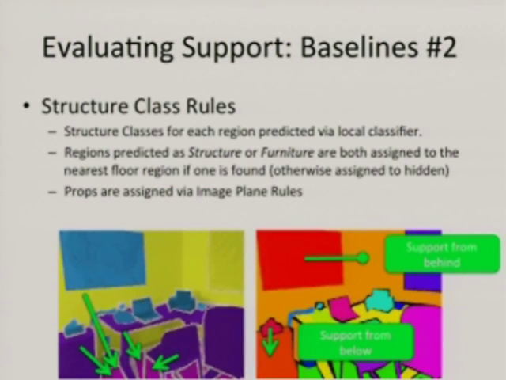The second baseline also brings in this local structure classifier. So now we have that information. We run a little structure classifier, and if we predict structure or furniture, then you just assume it's automatically supported by the closest floor region. And then the props, that is the smaller objects in the image, you use the previous idea, just looking from above to see what the object is directly beneath it. So this one essentially has all the information from the first two terms in our cost, but doesn't have the prior terms, which encode the more global constraints about what is possible.